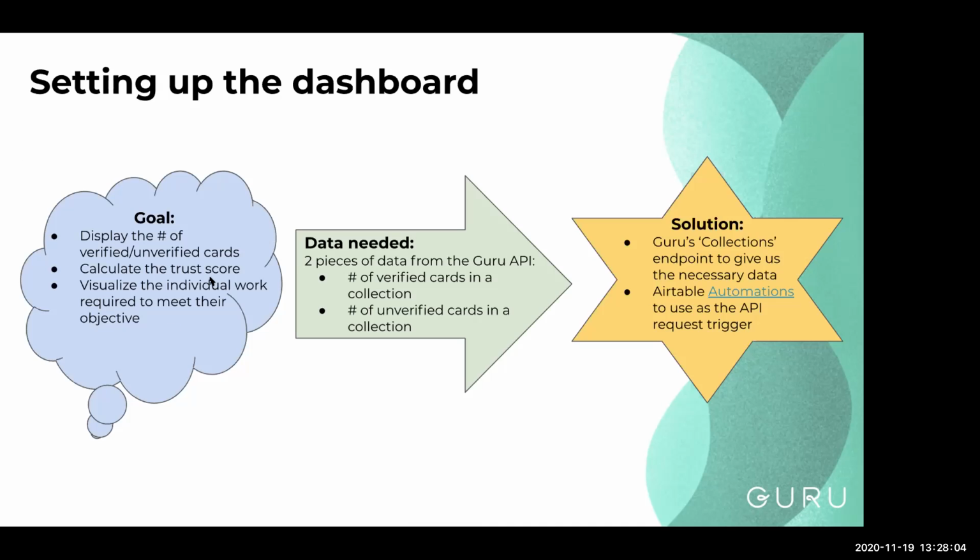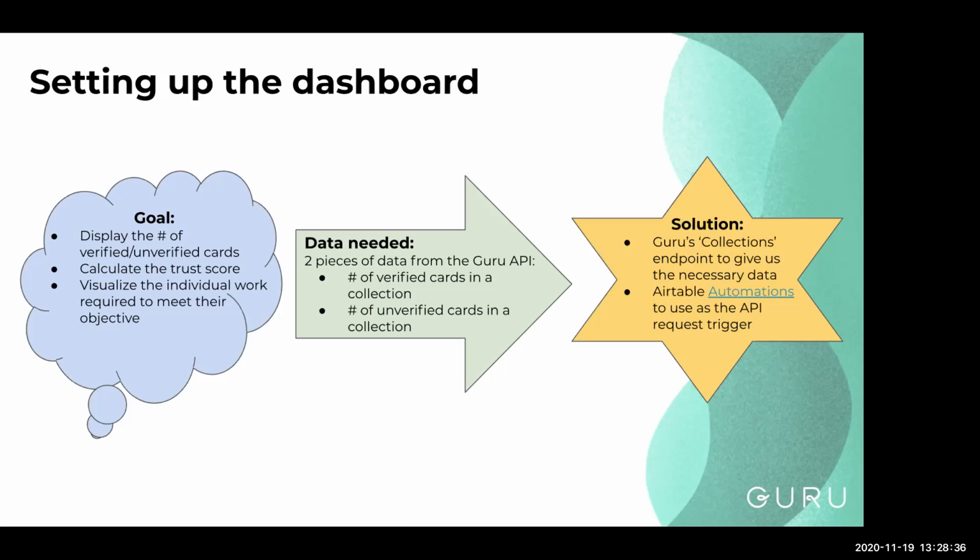To do all 3 of these, we really were able to kind of hone in on 2 pieces of data that we needed from the Guru API. Again, the number of verified cards in a collection, the number of unverified cards in a collection. With those 2 pieces of data, we could extrapolate out and calculate everything else. So it was nice to have that focus at the start to really kind of make this a manageable task instead of something that was way beyond my ability to build out.